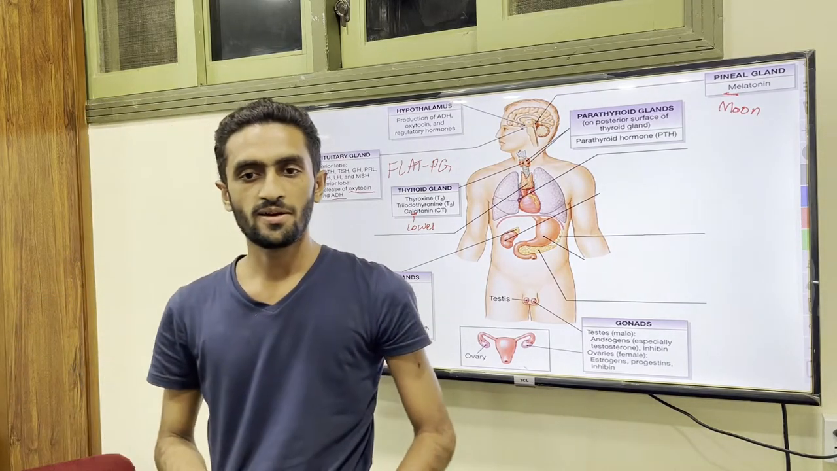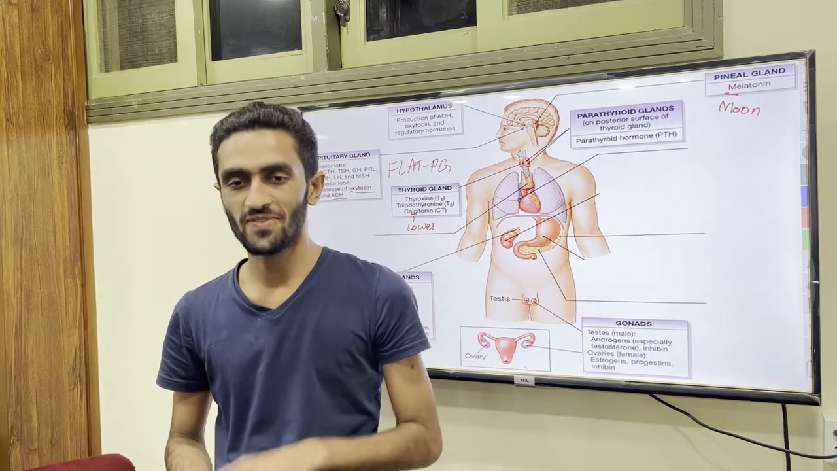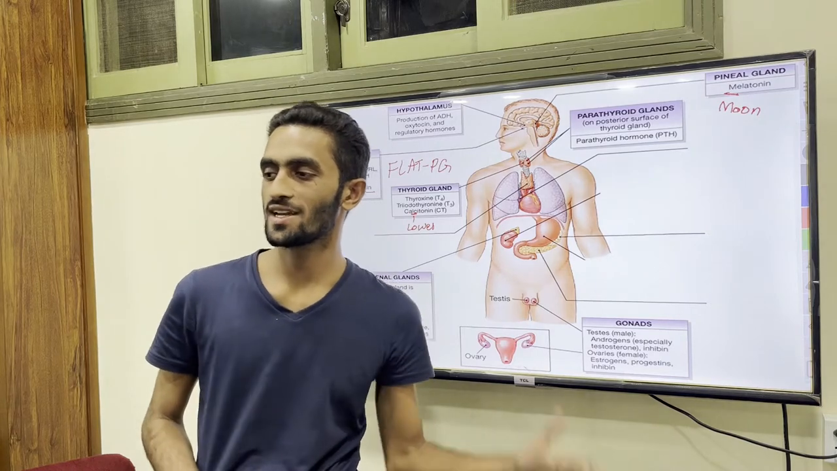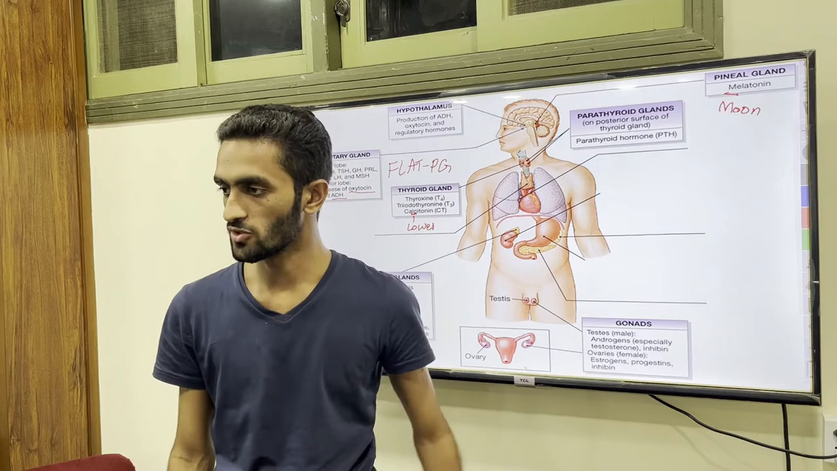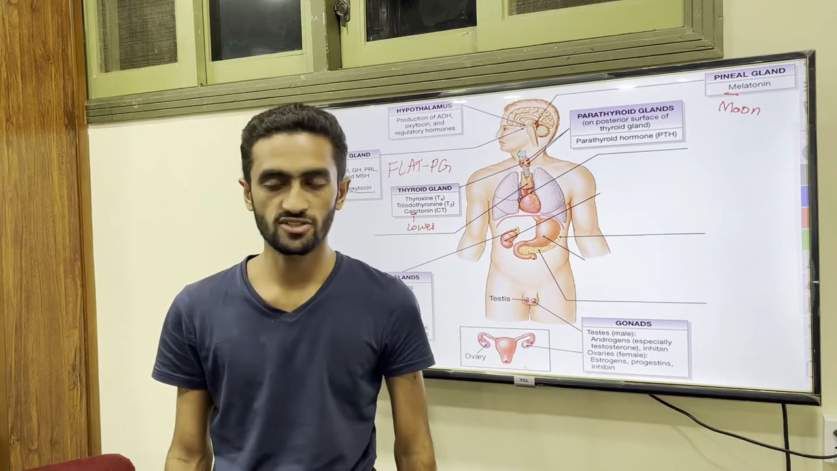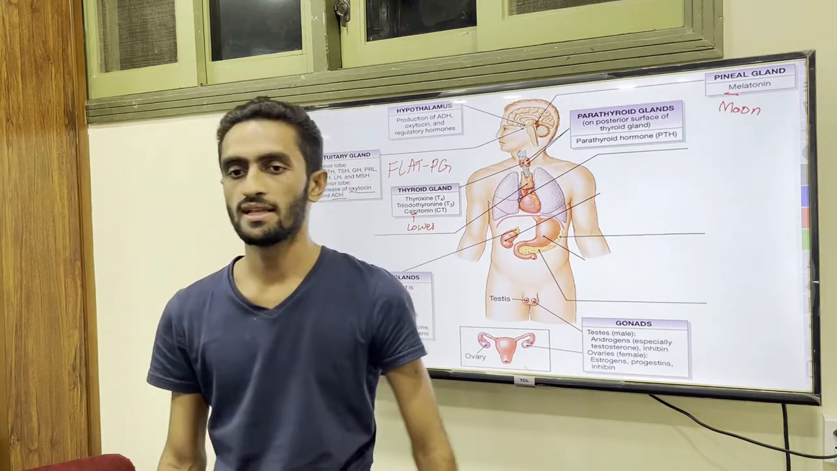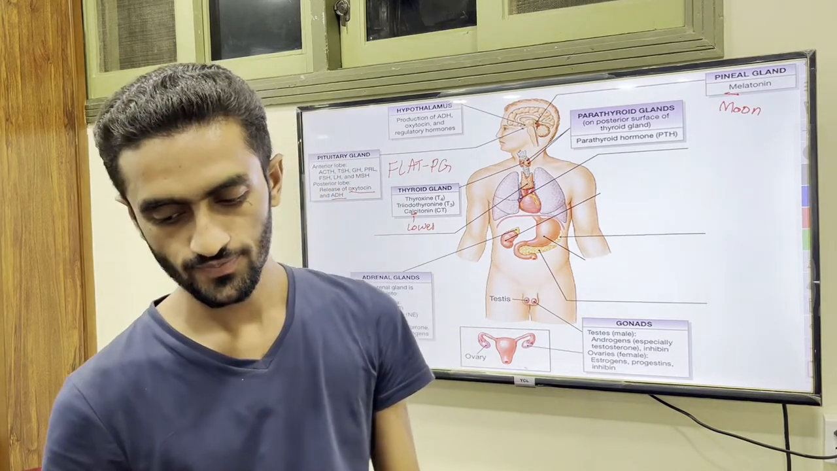So for becoming a female, first they have to cross the male hormone, then they form the female hormone. So first testosterone synthesis occurs, then they convert into the female hormone, that is the estrogen.